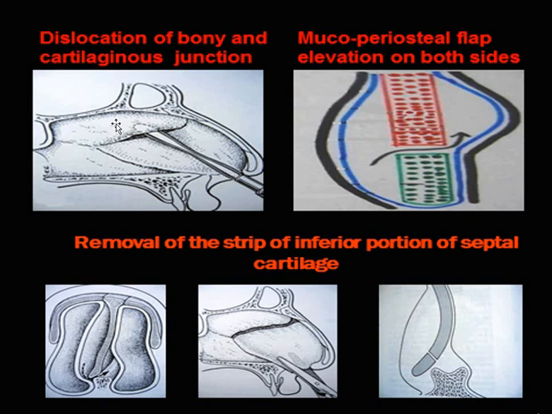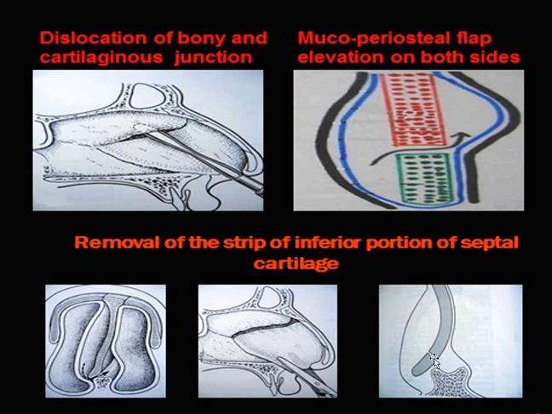This is the quadrilateral cartilage, and this is the ethmoid bone. Then muco-periosteal flap elevation on both sides is performed as already told. On both sides, you can see this is dislocated, and this is also dislocated. Therefore, it is like an open book or open door technique. So now we can easily remove the inferior strip of the cartilage.